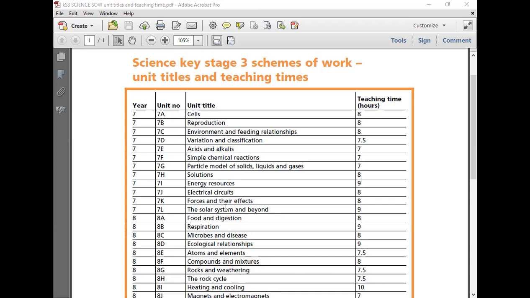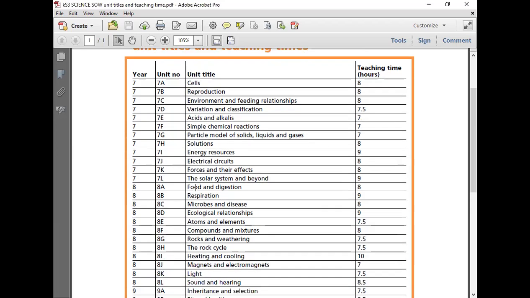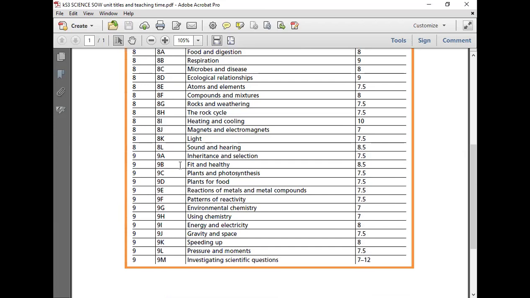So basically, year 9, these were the topics that you're supposed to learn. If you can see here, you're supposed to learn about inheritance and selection, fit and healthy, plants and photosynthesis, plants for food, reactions of metals and metal compounds, patterns of reactivity, environmental chemistry, using chemistry, energy and electricity, gravity and space, speeding up, pressure and momentum, investigating scientific questions. That was all about what you're supposed to learn, term one up to term 3.